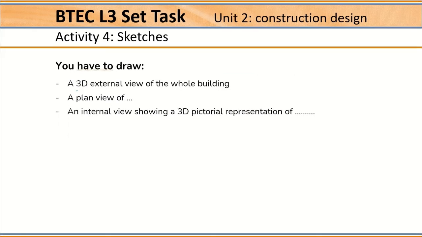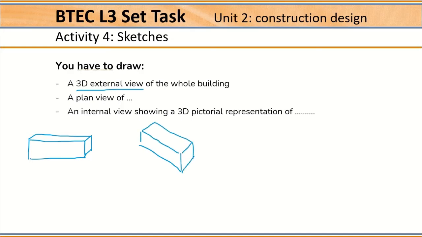To draw a 3D external view of the whole building, you can use one of these 3 projections. It will depend on your skills drawing. The easiest one is the oblique projection, which is this. One of the faces, one of the elevations, you can see it true size. The next one is the isometric projection. And the third one, it's a 2-point perspective.